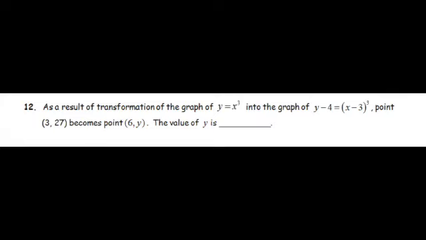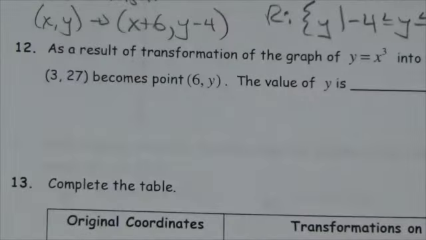As the result of a transformation, the graph of y equals x cubed becomes the graph of y minus 4 equals (x minus 3) cubed. The point (3, 27) becomes the point (6, y). What is the value of y? Okay, well, there's a couple of ways to do this question right here.